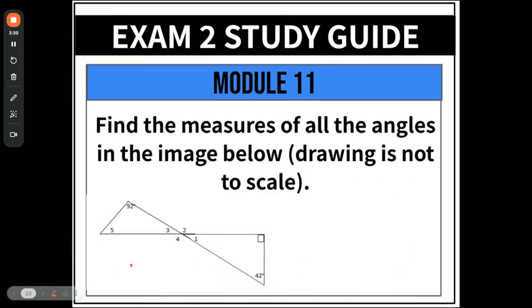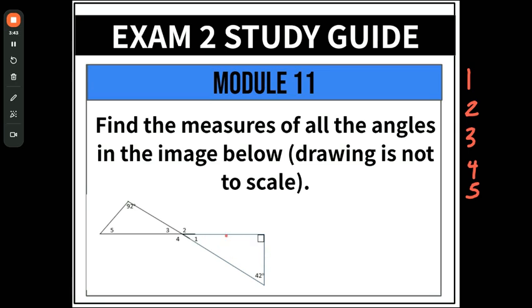3. Find the measures of all the angles in the image below. Drawing is not to scale. Okay, so looks like we have 5 angles here. So I'm going to make our answer list over here. 1, 2, 3, 4, 5. Alright, so I love these problems because they're kind of like a puzzle.